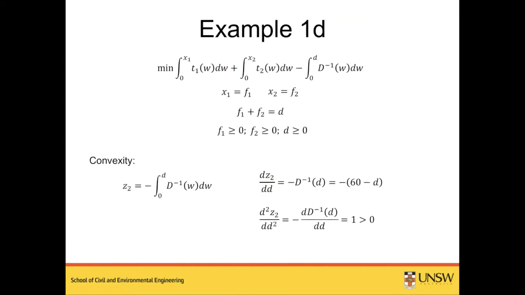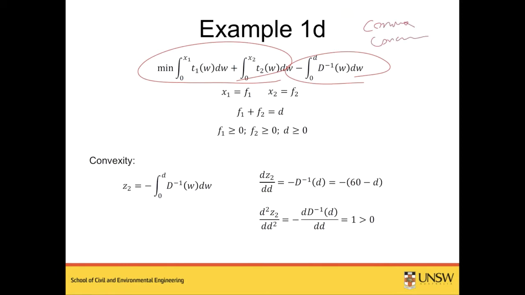So let's have a look at that example that we had before, where we put together the first term and the second term of the objective function. And then if you look at the second term of the objective function, we want to check whether this was convex or concave or what. So what was the demand function? The demand function was 60 minus k. So the inverse of the demand function would be 60 minus d. Both of them are monotonically decreasing, right?